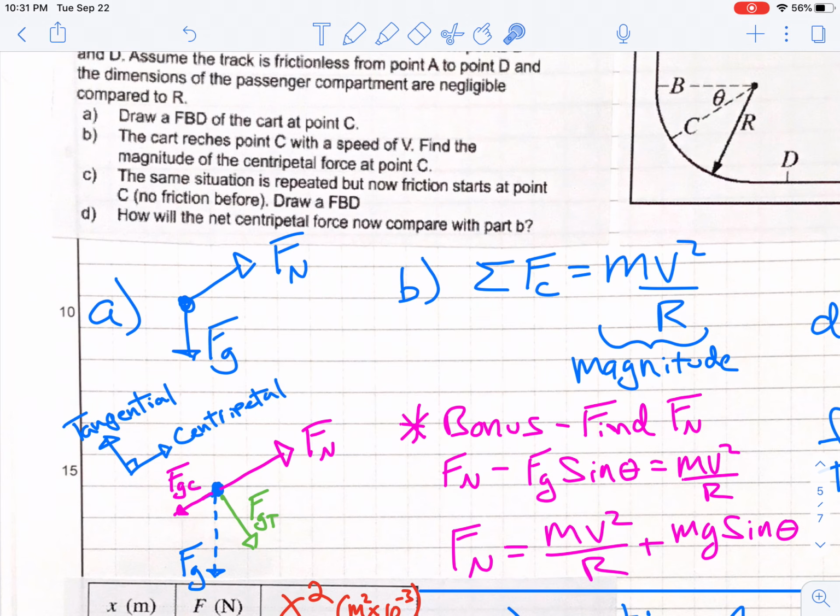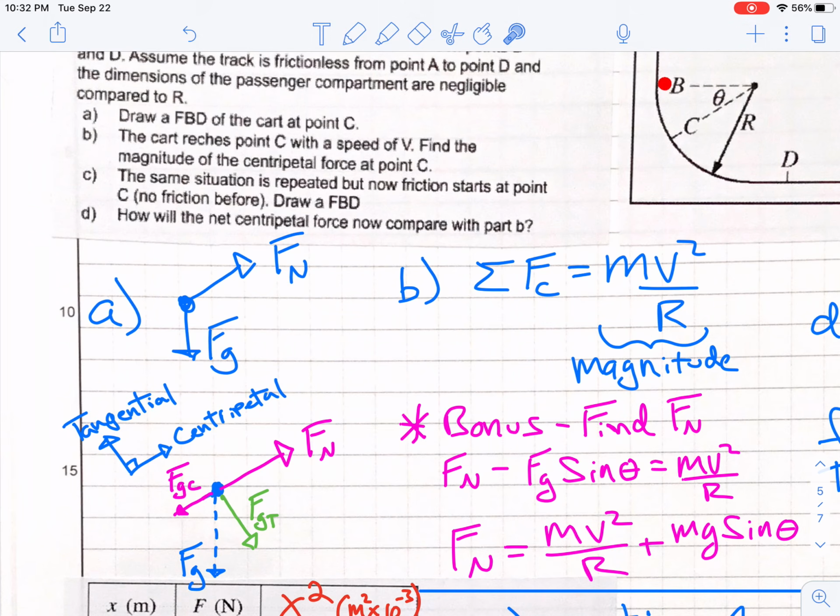If we wanted to find the actual normal force here, then we would have Fn, which is in the positive centripetal direction because it's pointing towards the center, minus the force of gravity in the centripetal direction, which is actually opposite, and that's Fg sine theta. Remember, theta is measured from vertical here.